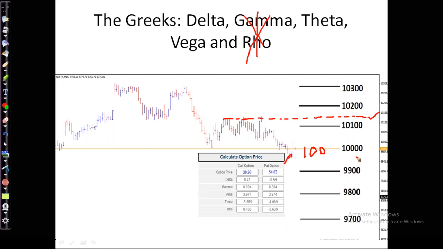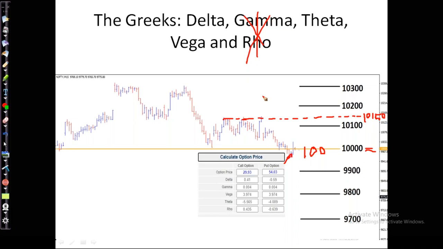Let's see, right now price is running around 10,000. I wanna buy the 10,150 strike price. Okay, 10,100. Sorry, I wrote it differently. This is our strike price. We have seen some support and resistance, and I'm gonna buy this strike price.